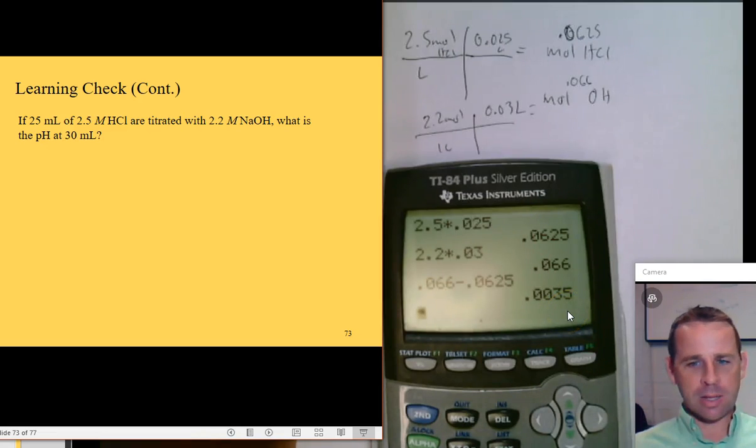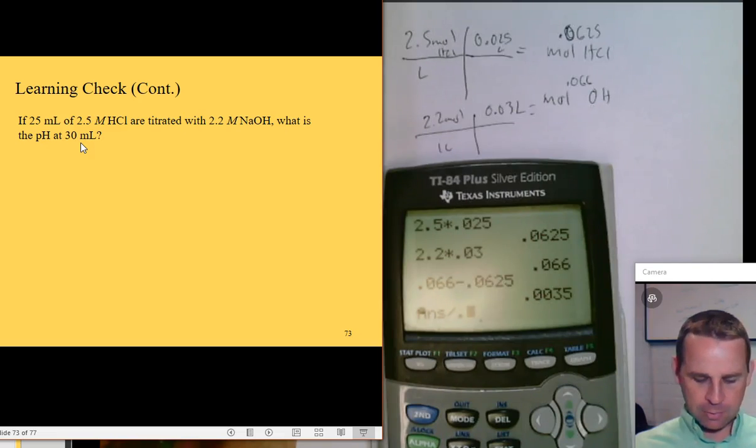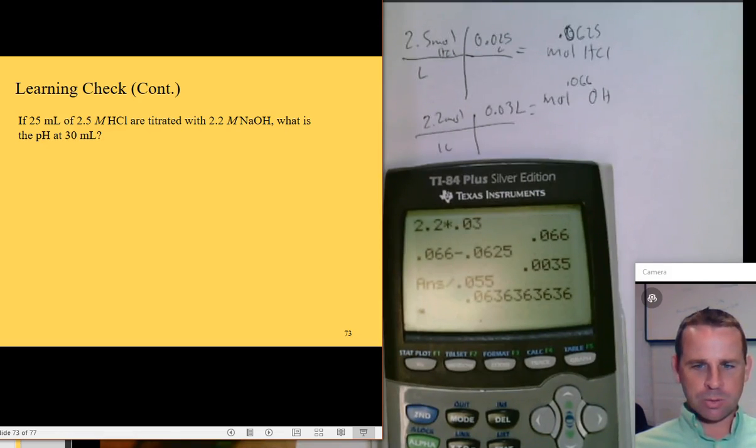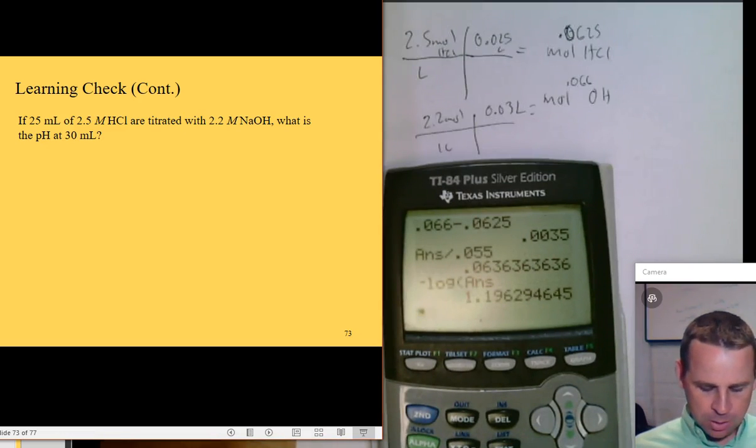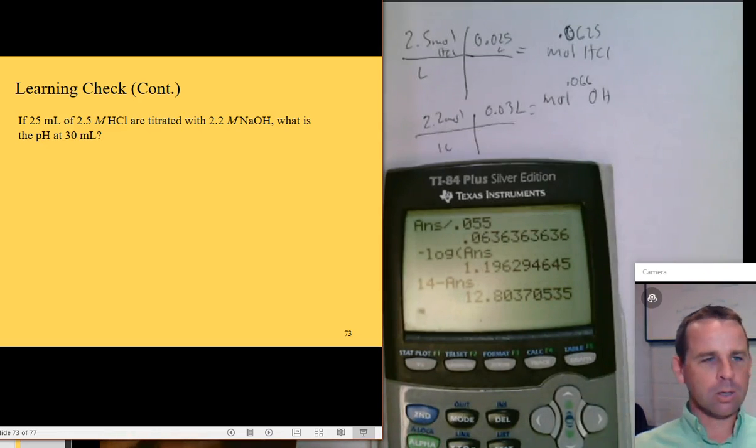Now what we need to do, and this is the tricky part, or not tricky, but you just have to remember, is that that's moles and that's not molarity. So we have to find the molarity by taking the 0.035 and dividing by the total volume, which is a mix of this 25 and that 30, so it's 0.055. All right, so after we divide that by 0.055, that will be the molar concentration of the hydroxide ion. And then we can do what? Take the negative log of it, right? Negative log of that value, and then 14 minus that value will give us our pH.